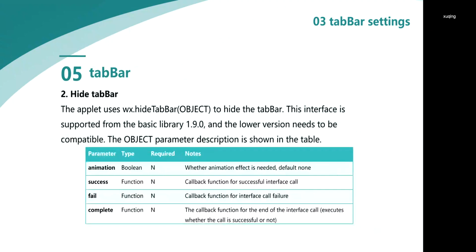We have the hide Tabbar. The applet uses the wx.hideTabBar object to hide the Tabbar. This interface is supported from the basic library 1.9, and the lower version needs to be compatible. We have a description of these object parameters. You see we have these 4 parameters: animation, success, fail, complete. With animation is whether an animation effect is needed, and by default is none.